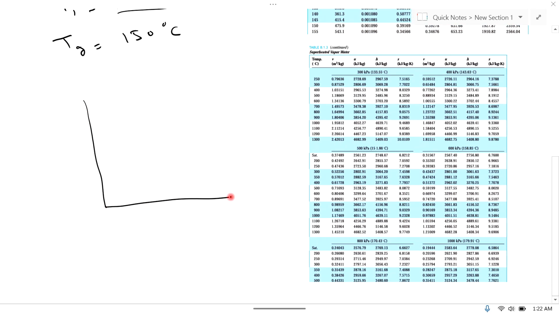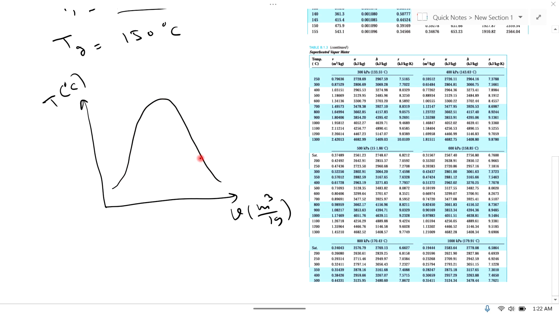Now I am drawing the TV diagram, temperature in degrees centigrade versus volume in cubic meter per kg. This is the saturation curve. Finally, this is where condensation starts, so this is point 2. Condensation means this is the start point of the condensation and cooling, and then slowly it condenses, and at this point it is completely condensed into liquid form. So the start point of the condensation is the saturated vapor line.